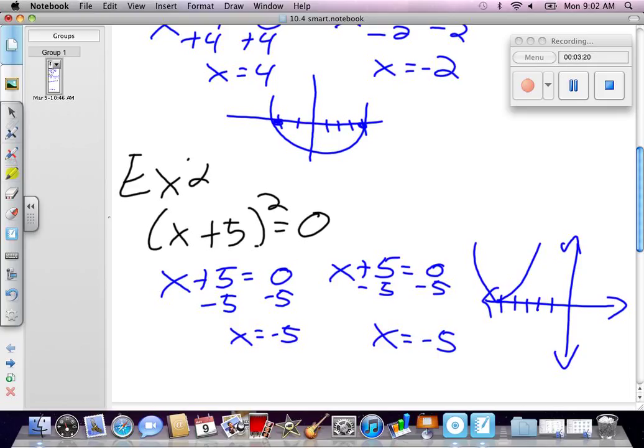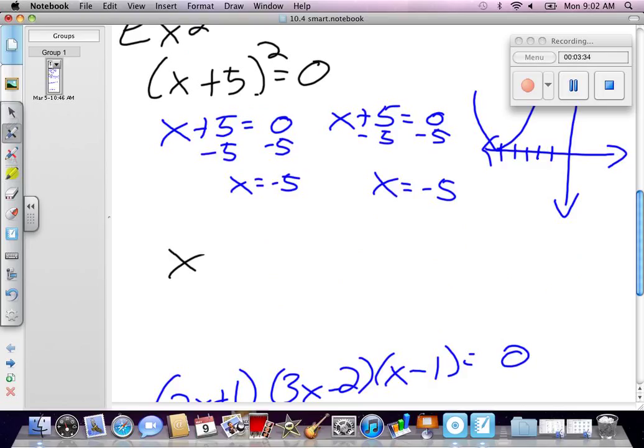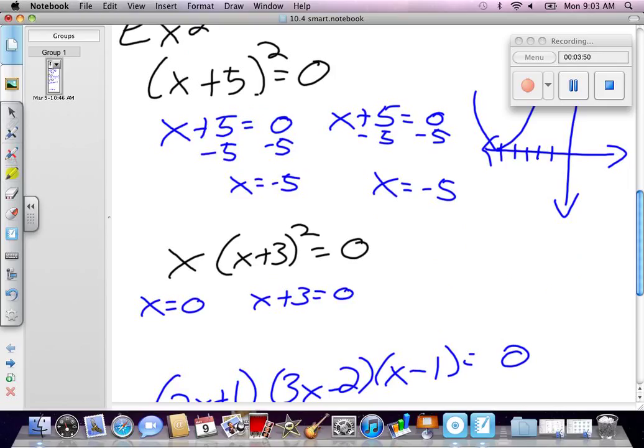Great. I'm going to do another one that's not on your paper. So if you could add this one. This is going to help you with your homework. What if I have x times x plus 3 squared, this whole thing equals 0? All it is x equals 0, x plus 3 equals 0, and x plus 3 equals 0. So you've got x could be 0, it could equal negative 3, or it could equal negative 3.